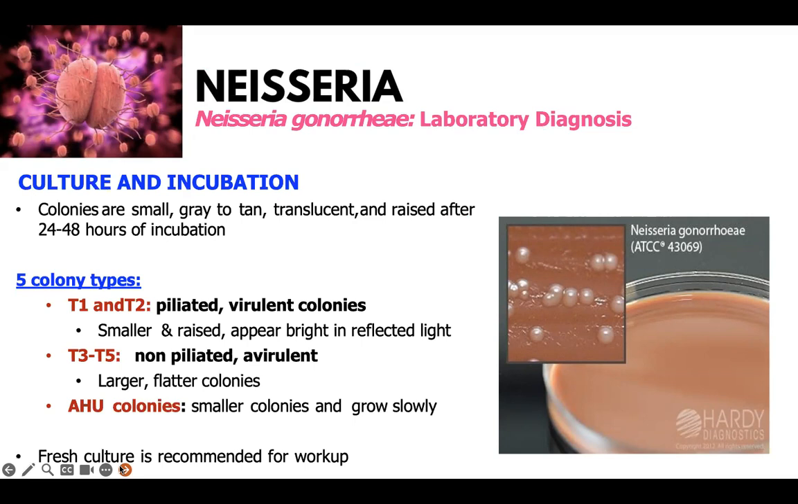Now remember, note there are 5 colony types. Merong T1 and T2, which are for virulent types. So ang T1 and T2 are piliated and virulent. They appear to be smaller and raised and medyo bright pag natamaan ng reflected light. The T3 and T5 are non-virulent colonies, so they are non-piliated, usually larger and flat ang colonies. And of course, meron tayong T4 colonies. So ito are smaller and they would grow slowly. Inuubos nila yung isang linggo ng cultivation or incubation rather.